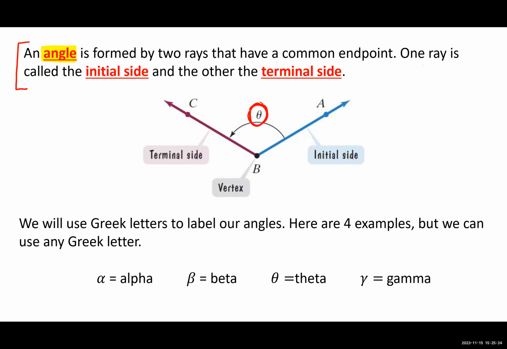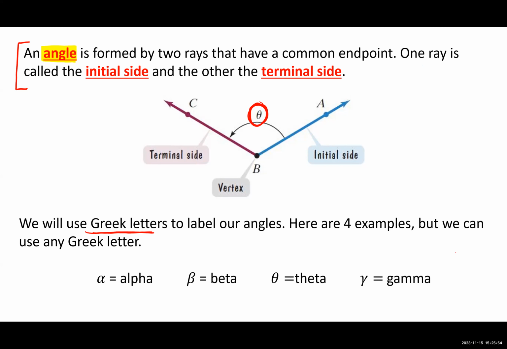For linear, quadratic, polynomial, rational, exponential, logarithmic functions, our go-to variable was x. We use x for our variable. When we're talking about angles, we're going to be using Greek letters. So here's 4 of them. There's many more. There's a whole alphabet. All right, there's alpha, beta, theta, gamma, many more.